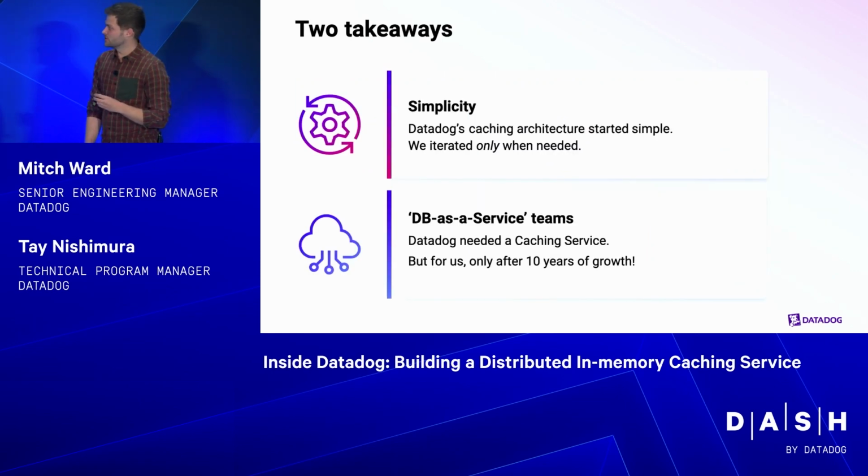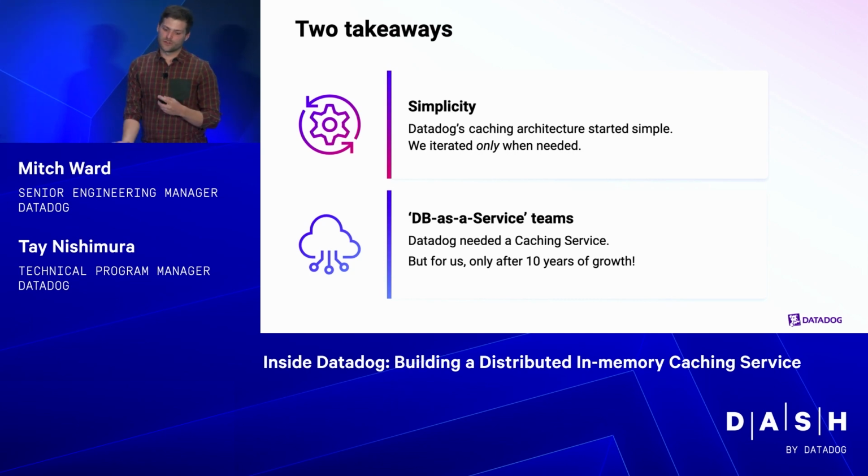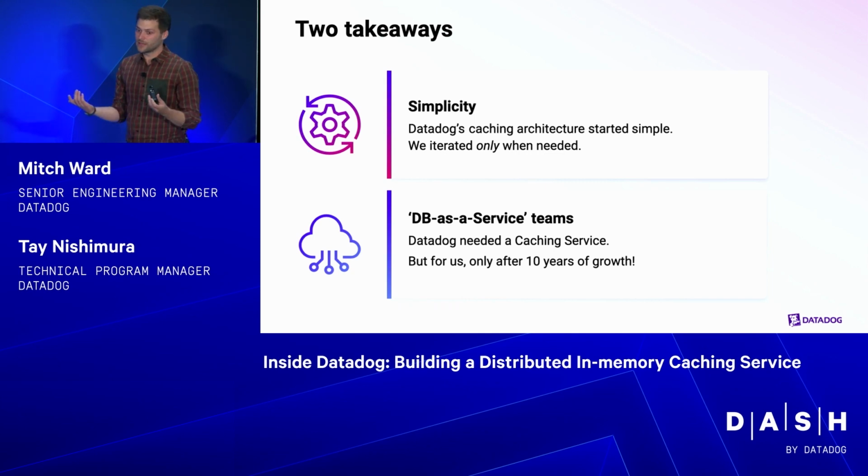Wrapping up this talk, there were 2 takeaways I wanted to mention. I think the first one has really just been the simplicity of caching throughout Datadog's journey. We did start with a single Elasticache instance, and that was great. That worked really well and gave us a lot of scale. And we've only iterated and added complexity when it was needed for us.